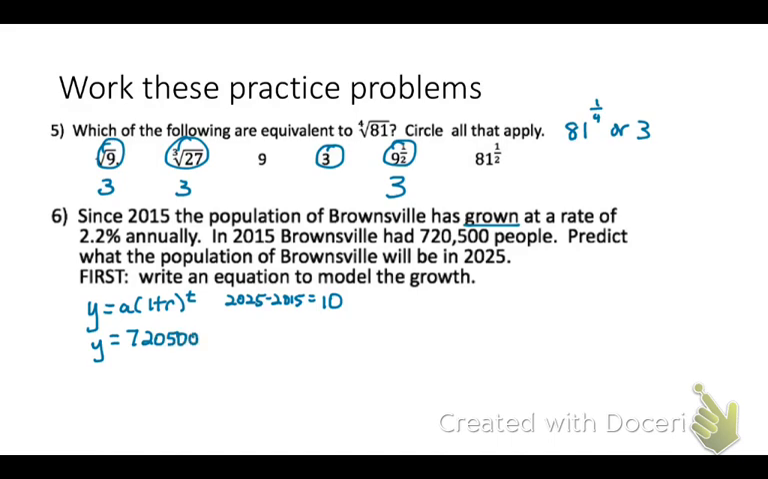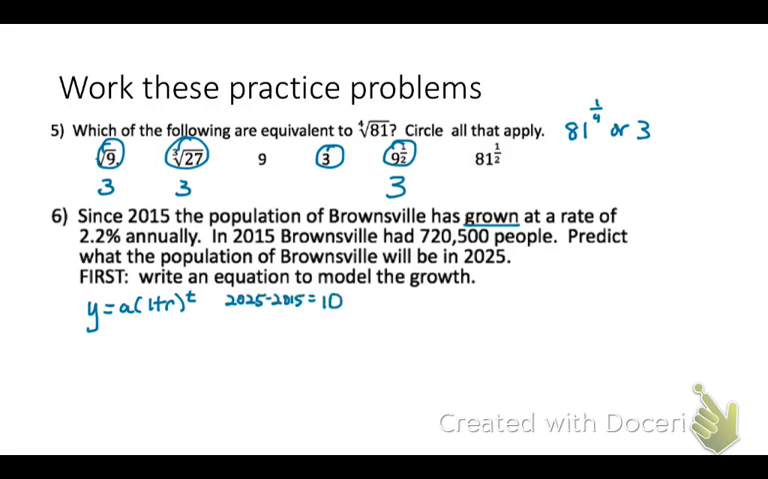So since 2015, the population of Brownsville has grown at a rate of 2.2% annually. So in 2015, Brownsville had 720,500 people. Predict what the population of Brownsville will be in 2025. So first we're going to write an equation to model the growth. Now I know you can see it there, but I'm just going to back up and go through that again. So first of all, we're going to use just our general exponential growth formula. Our starting amount is that 720,000.